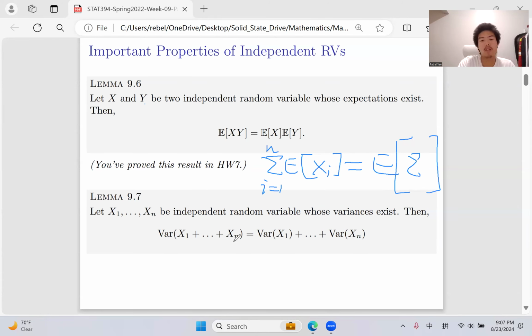But for variance, it's a different situation, because the linearity, the summation, only holds when they are independent. And if it's not independent, which moves to our next topic, called covariance. Covariance is the difference between variance and expectation in this sense.